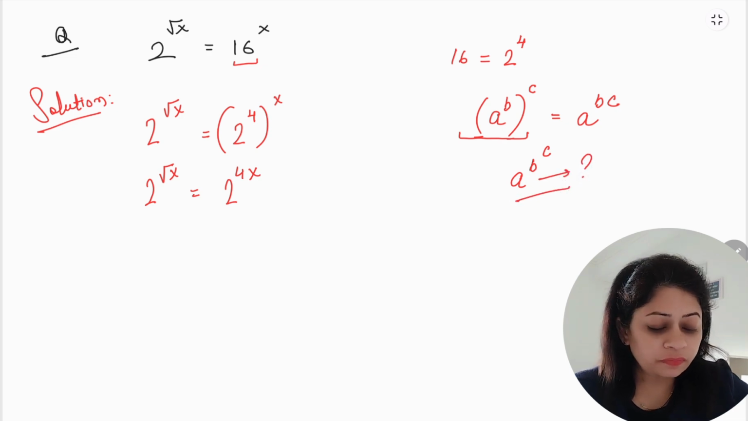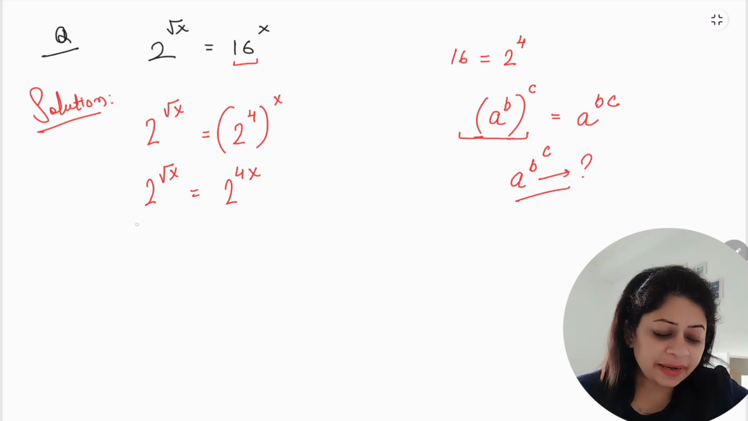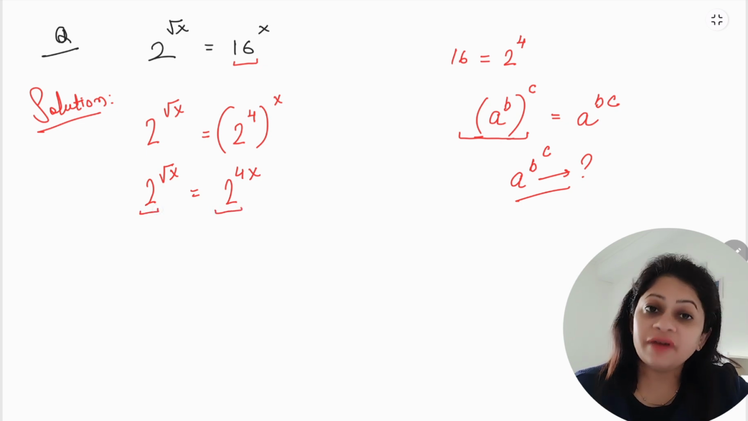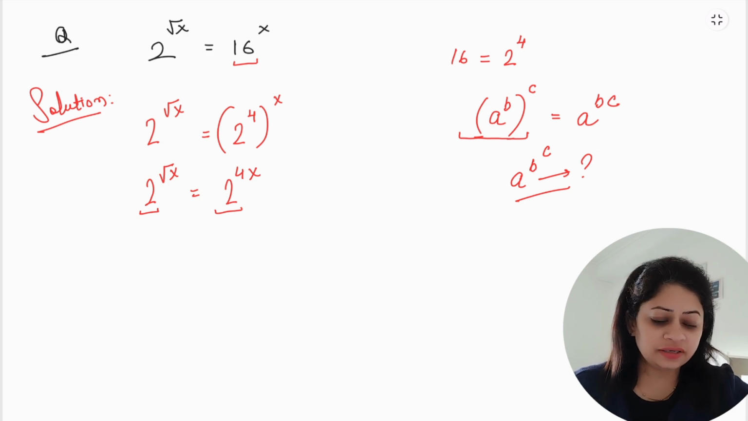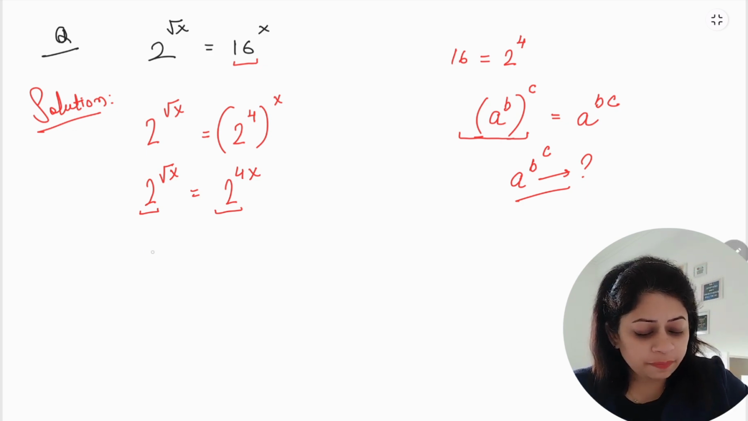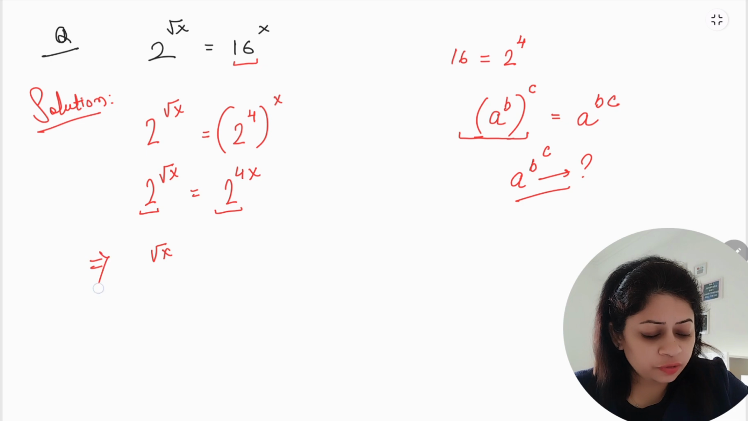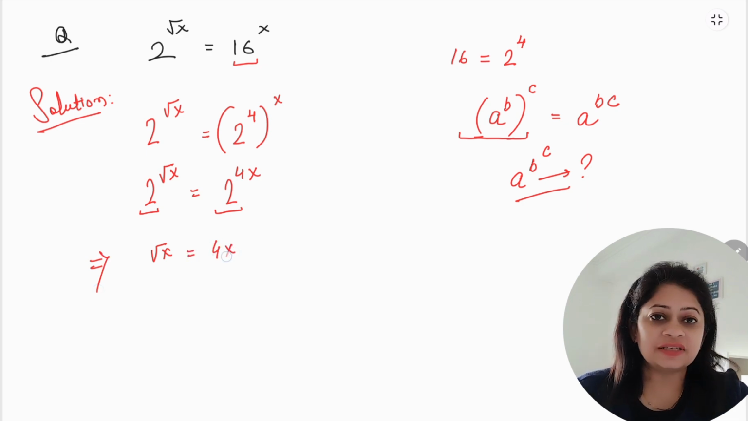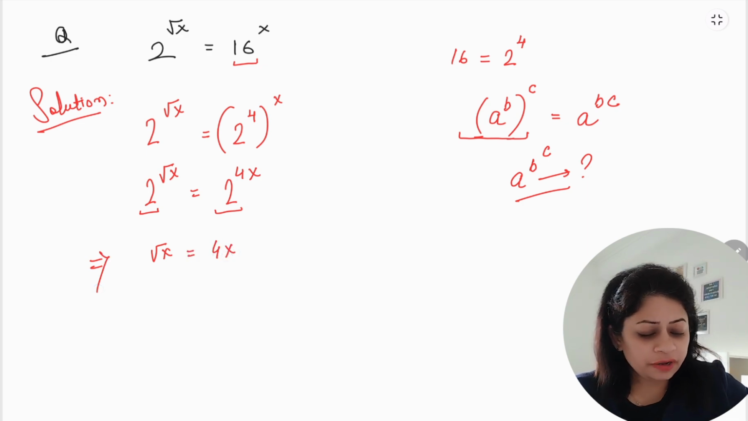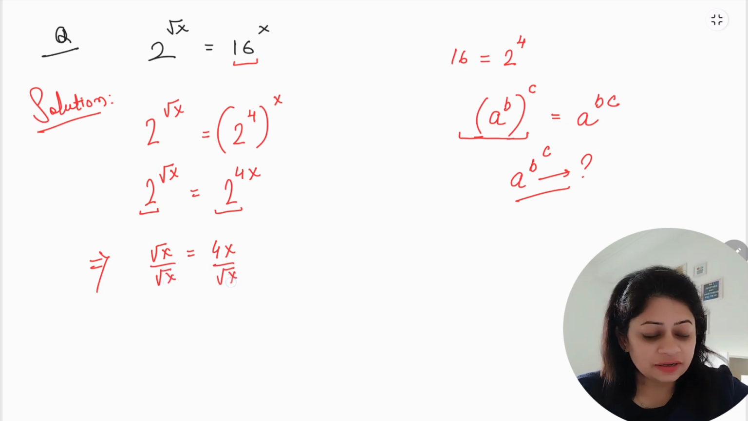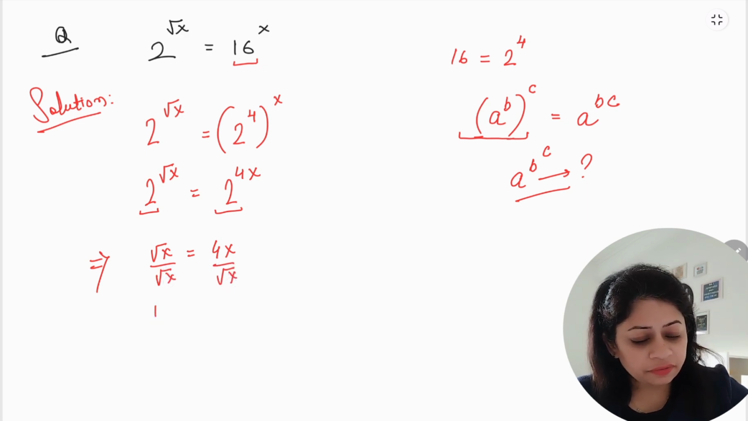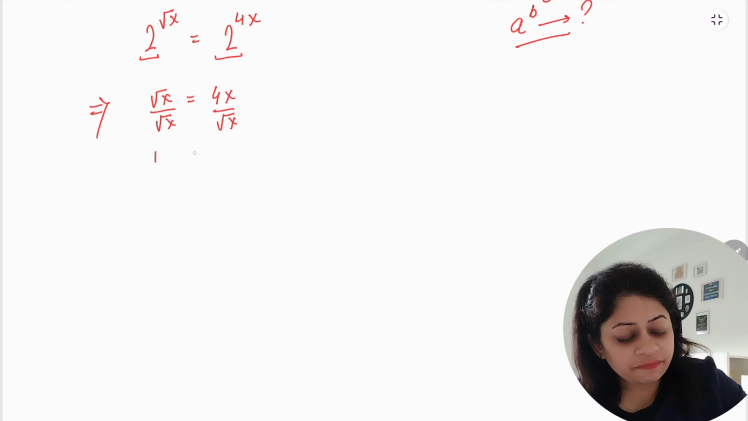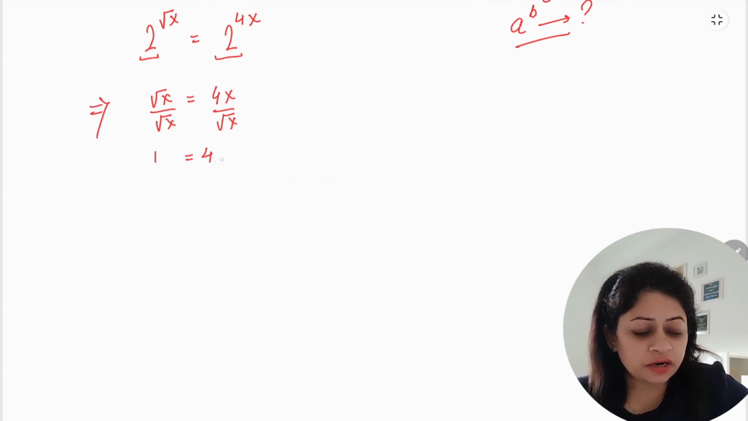Now if we see, the base is the same: base is 2 here, base is 2 here, right? And whenever the base is the same, always equate the powers. So I will equate the powers. This implies that under root x is equal to 4x. So what if I divide both sides by under root of x? The left hand side would become 1, and the right hand side will become 4 times under root x.